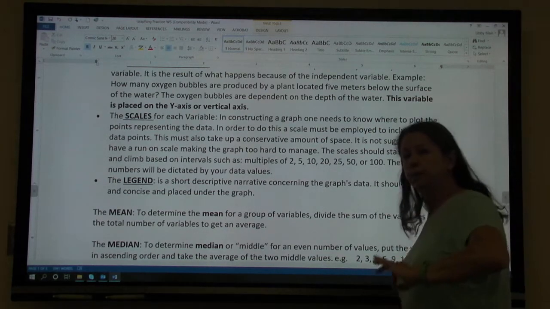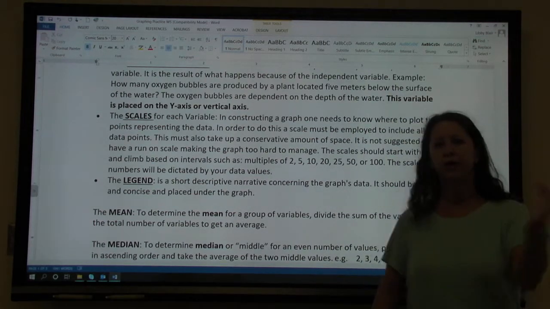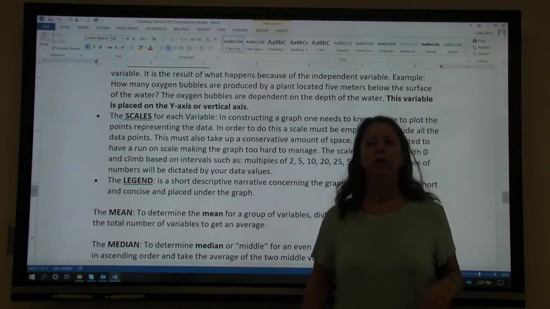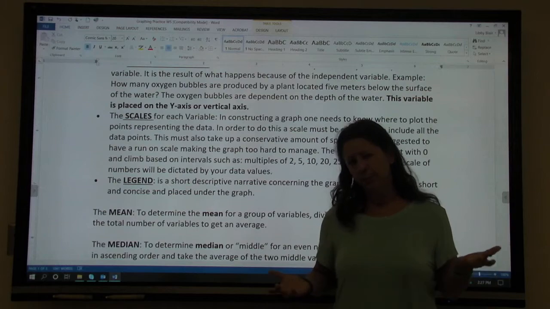If you're making a double bar graph or a double line graph or a triple bar graph or a triple line graph, you have to tell me what each line is. So you have to have a key.